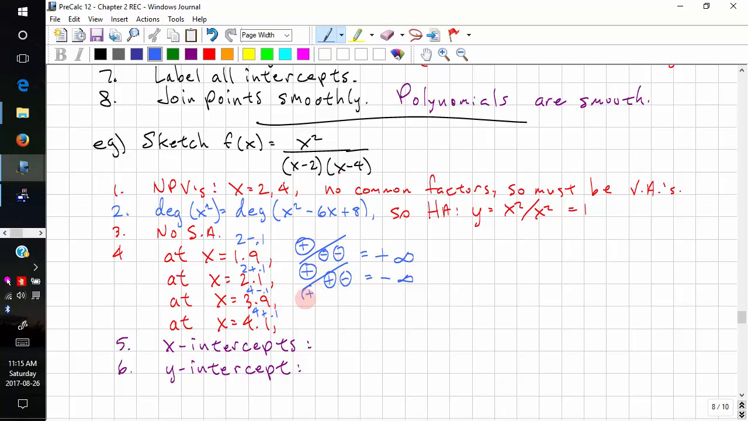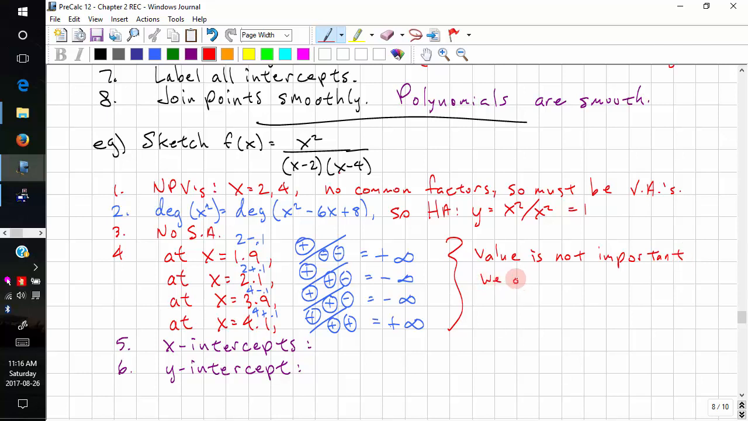Okay, 3.9, positive numerator. 3.9 minus 2 is positive. 3.9 minus 4 is negative. Again, one negative sign is going to negative infinity. 4.1, the numerator is positive. 4.1 minus 2, that's positive. 4.1 minus 4 is positive. So positive infinity. Okay, just to reiterate this, the value is not important. We only need to know the sign of the result.